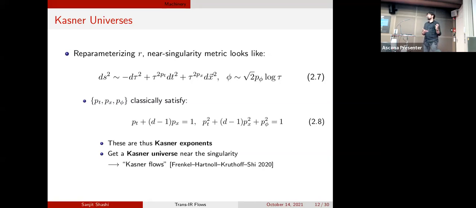So these are Kasner exponents. These are the Kasner constraints. So the PT, PX, and P phi are Kasner exponents. So our near singularity geometry is that of a Kasner universe. And so these flows have in the literature been called Kasner flows. And I refer you to this paper, which served as a major source of inspiration for us.